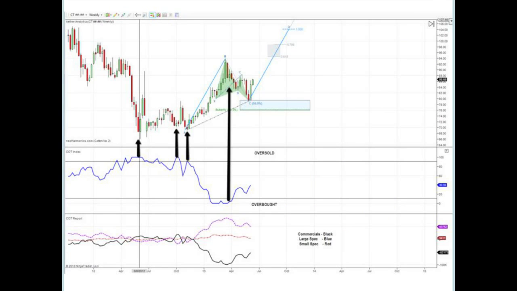This is cotton. Cotton was also a very good trade here for the last couple weeks. We saw we moved off the oversold, and we're looking at this as an ABC going forward to the upside.